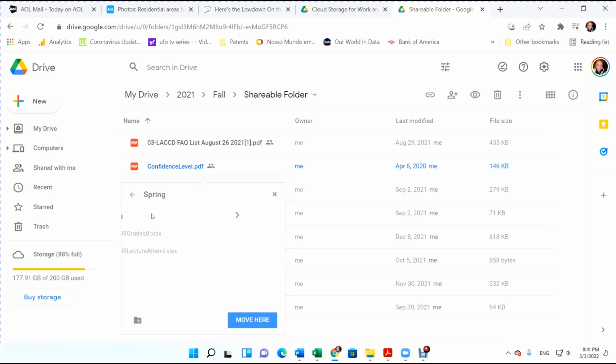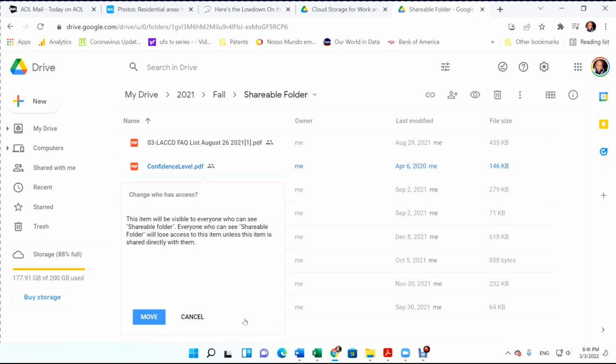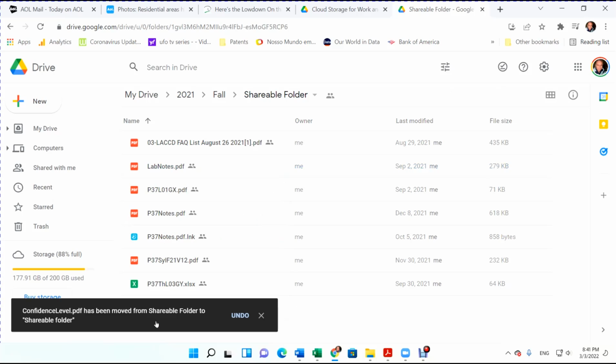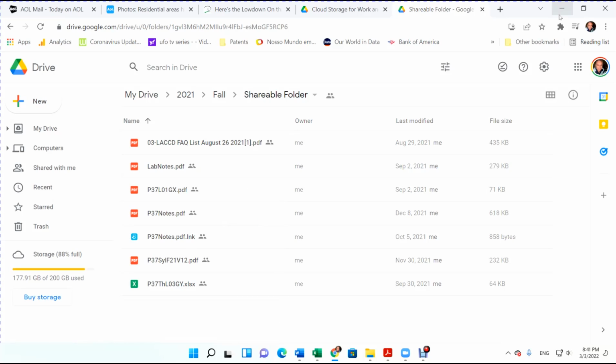Okay, so here goes Spring, right in here, shareable folder. Here you go. Go ahead, folks. Download this table to your computer. You are going to need it for the rest of the semester. And if you take Physics 38 with me again, Lab Physics 38, you're going to need that again.